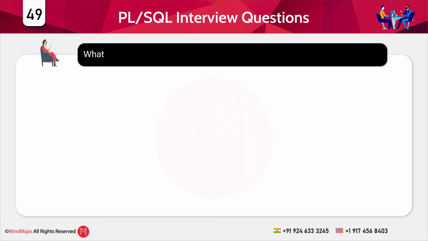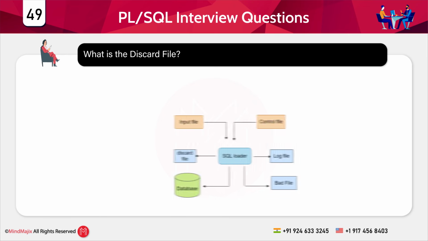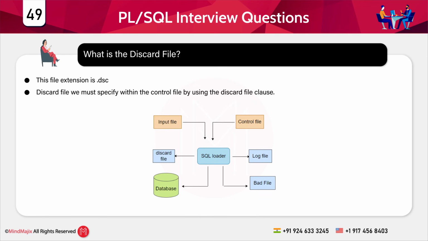The next question is, what is a discard file? A discard file has an extension of .dsc. For a discard file, we must specify it within the control file by using the discard file clause. The discard file stores the rejected records based on the WHEN clause condition within the control file. This condition must be satisfied in the table clause.